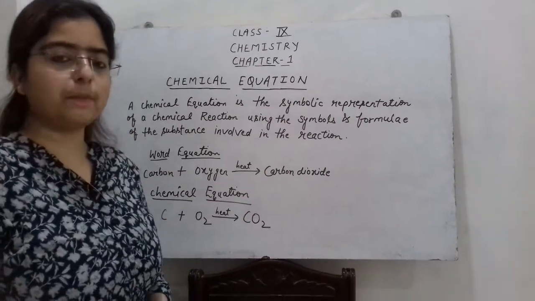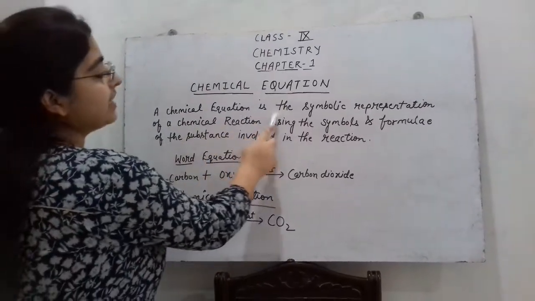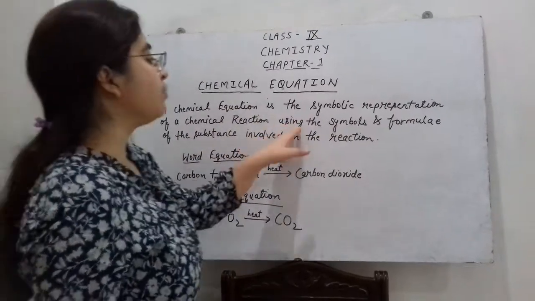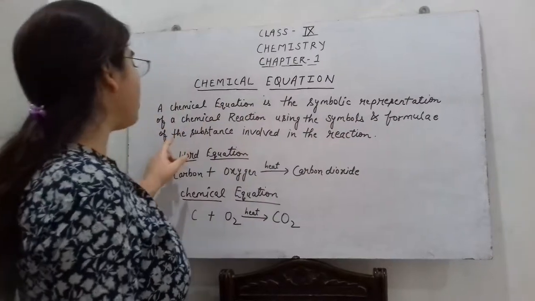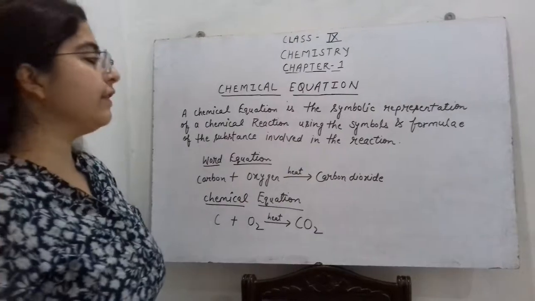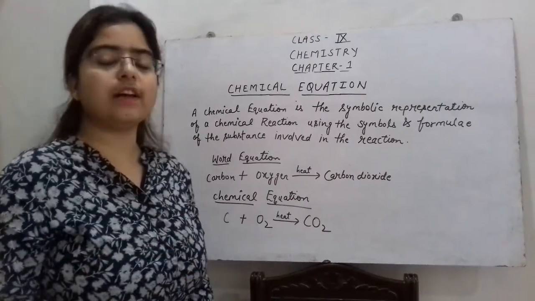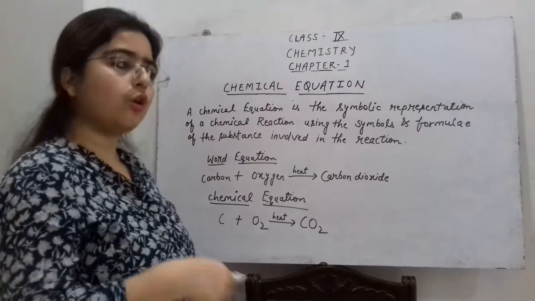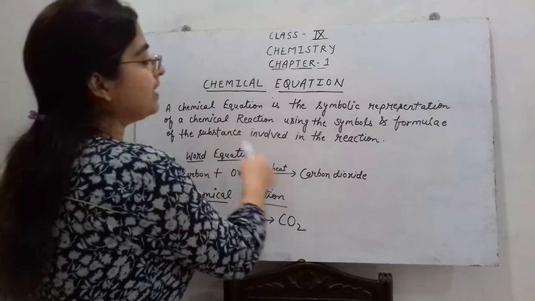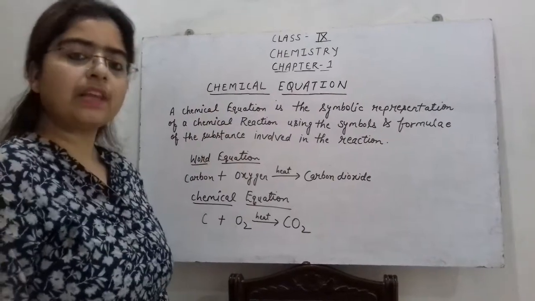Everyone, our today's topic is chemical equation. A chemical equation is the symbolic representation of a chemical reaction by using the symbols and formulae of the substances involved in the reaction. So whenever we write the symbols and the formulae of the substances which are involved in the reaction and also of the products which will be formed, then that symbolic representation of the chemical reaction is known as the chemical equation.